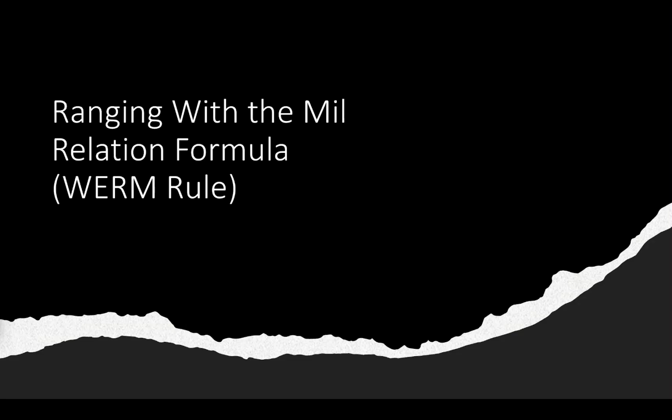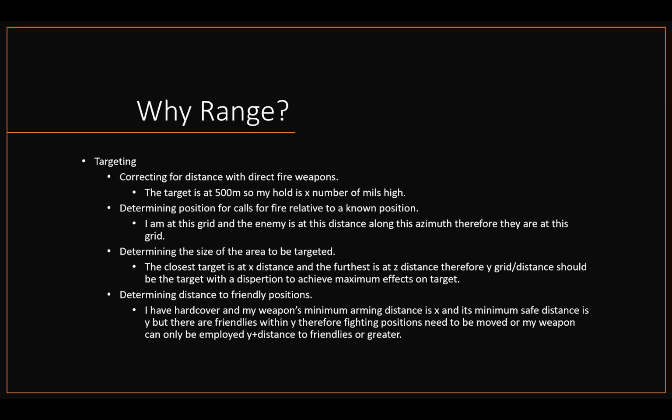This video is going to be covering the mil relation formula and its use, more colloquially referred to as the WERM rule. So why do we need a range in the first place? Primarily, it's going to be for targeting purposes with direct fire weapons or indirect fire weapons. So this person is this far away, therefore I must hold this high above them.